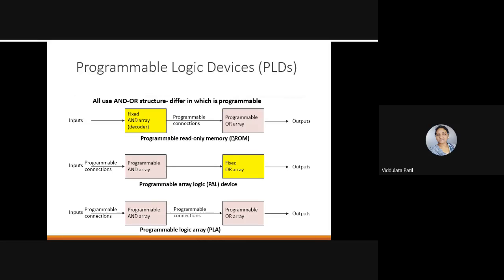So here only we can program. Depending on our function, we can change the output, or change the functions, at the OR array. Then in a programmable array logic, we have programmable connections at the AND array. So here the AND array is programmable, so the product terms are programmable, and the OR array is fixed.